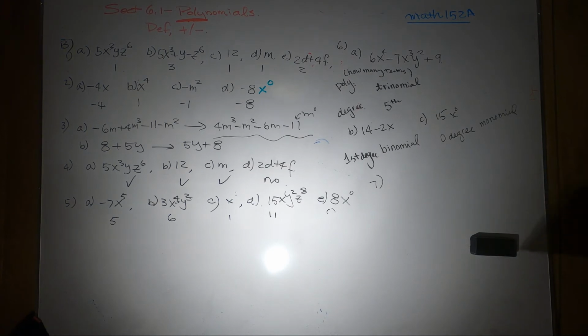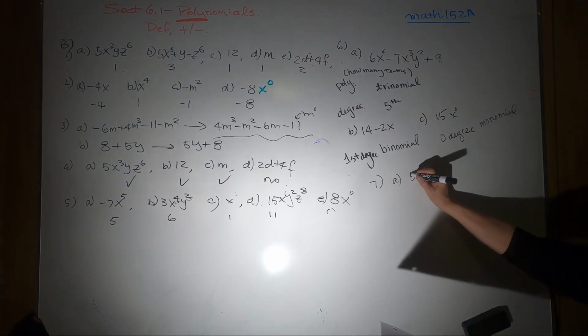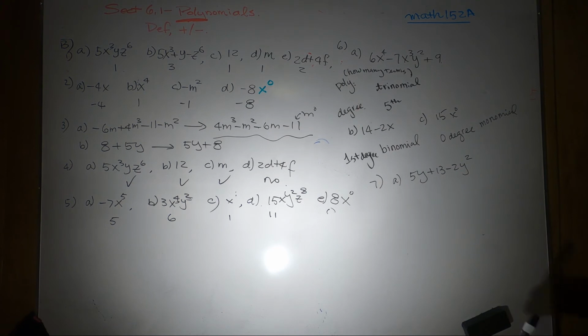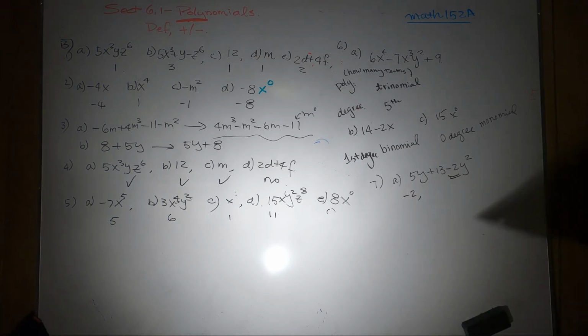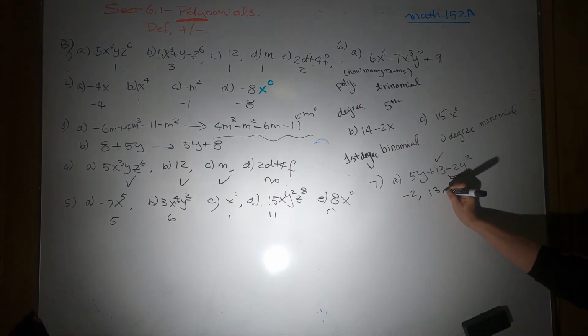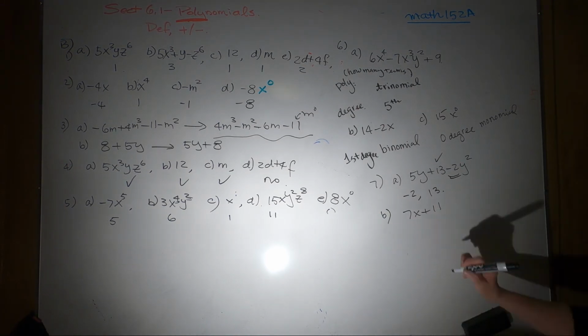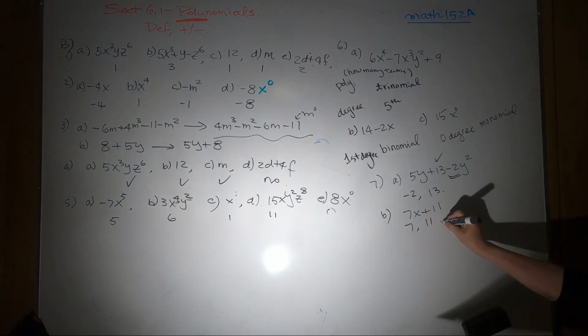Okay. Next one, give the leading coefficient and the constant term of each one. So for this one, which one is your leading coefficient? Don't say 5, because you have to write in standard form with the highest degree. So leading coefficient is -2, then constant is what? The number part is 13, right? Then for this one, binomial, what's your leading coefficient? 7. What's your constant? 11.